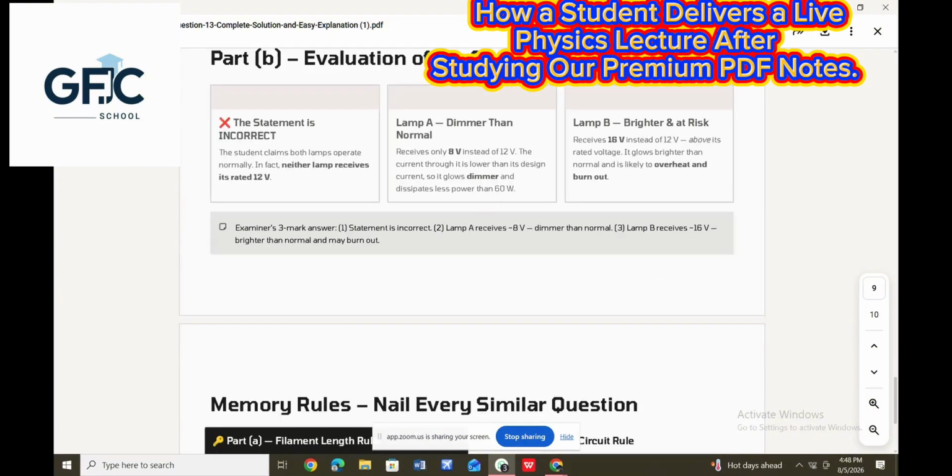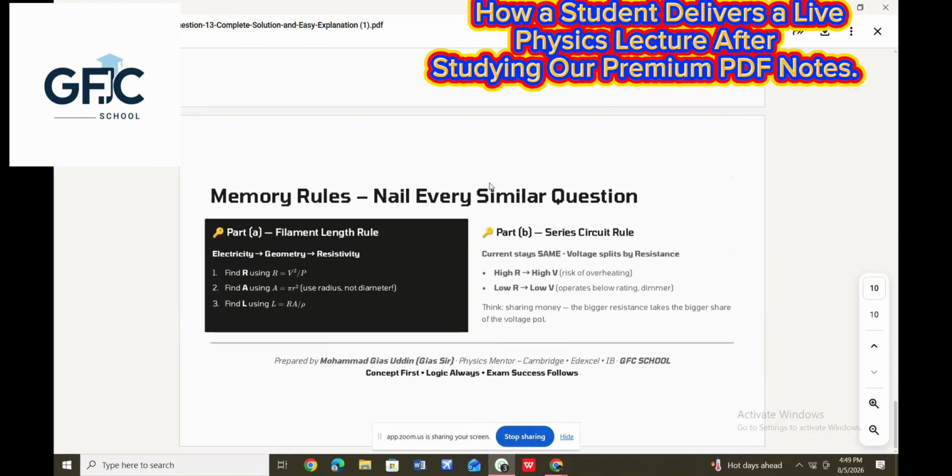Okay, so evaluating the student's statement. The statement is incorrect. The student claims both lamps operate normally. In fact, neither lamp receives its rated 12 volt. Lamp A, dimmer than normal, receives only 8 volt instead of 12 volt. The current through it is lower than its design current, so it glows dimmer and dissipates less power than 60 watt. Lamp B, brighter, receives 16 volt instead of 12 volt. Above its rated voltage, it glows brighter than normal and is likely to overheat and burn out. And these are the very important points. Memory rules nail every single question.